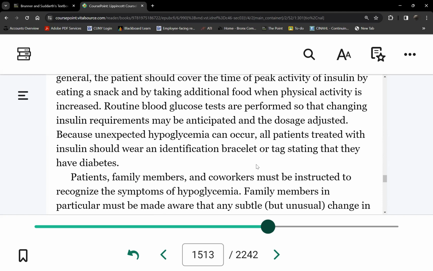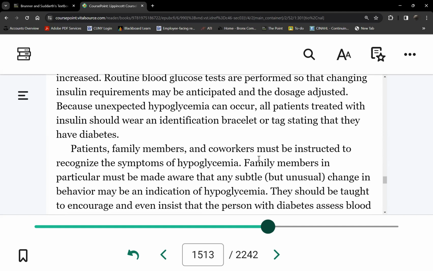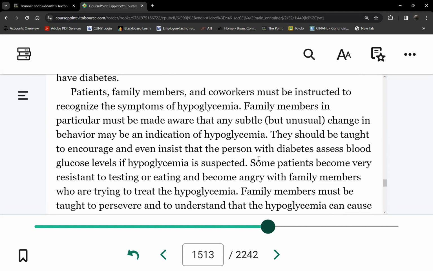Jennifer? Yes, they can go into seizure or coma, or both. So family members, in addition to the patient, must be aware of the manifestations so that they can help.